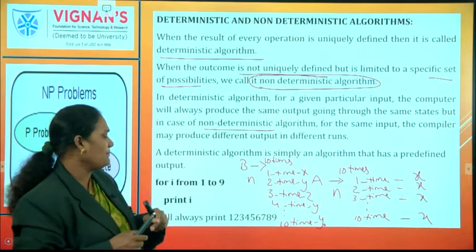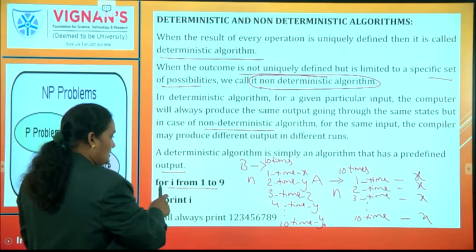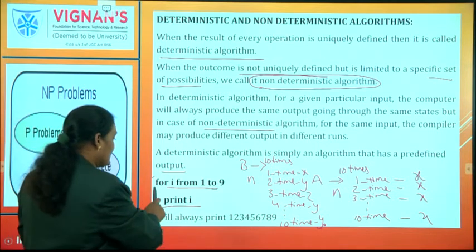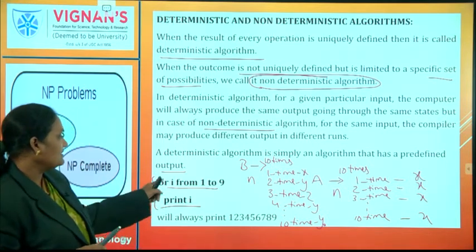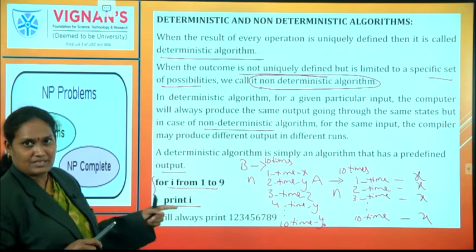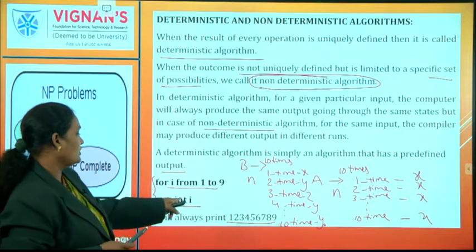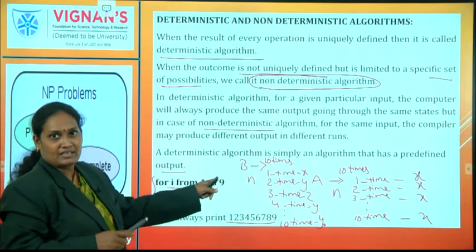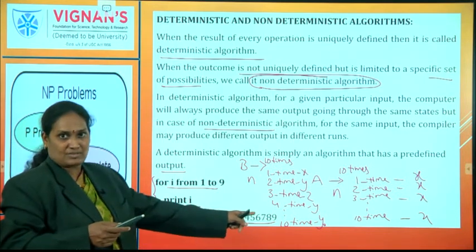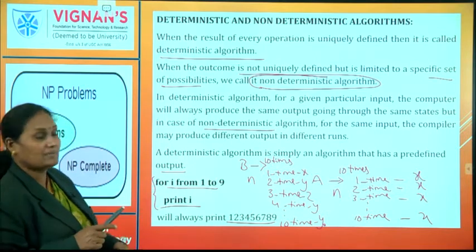Now, for example, for a deterministic algorithm, here I am writing: for I from 1 to 9, print I. How many times you execute this algorithm, that many times it produces the values 1 to 9. Here I just want to print the I value from 1 to 9. If you execute this algorithm 10 times, it produces this sequence of numbers 10 times. So, this is called a deterministic algorithm.